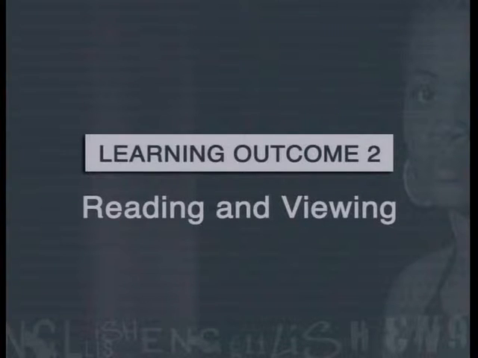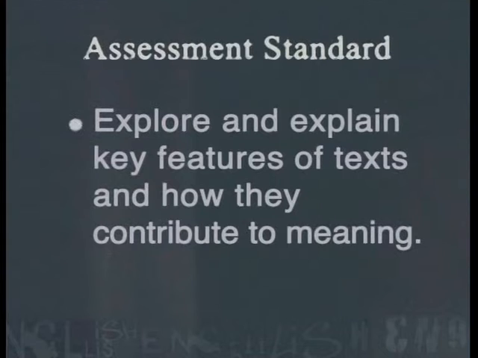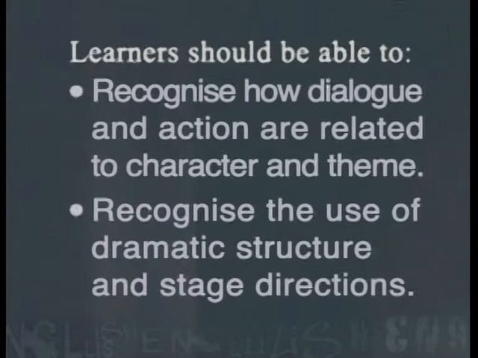The following lesson is linked to Learning Outcome 2, Reading and Viewing. It addresses the assessment standard that requires learners to explore and explain key features of texts and how they contribute to meaning. Learners should be able to recognize how dialogue and action are related to character and theme. They should also be able to recognize the uses of dramatic structure and stage directions.